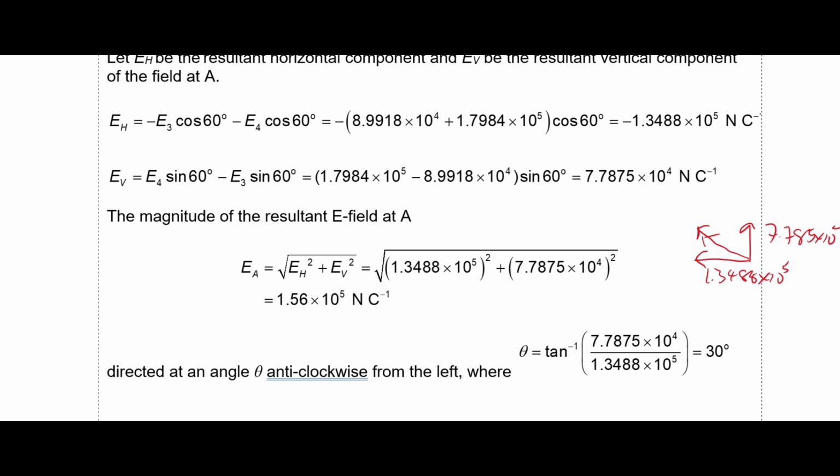And the angle, tangent theta is opposite over adjacent. Oh yeah, so they took this as theta, anti-clockwise from the left. So that's why it's anti-clockwise from the left.